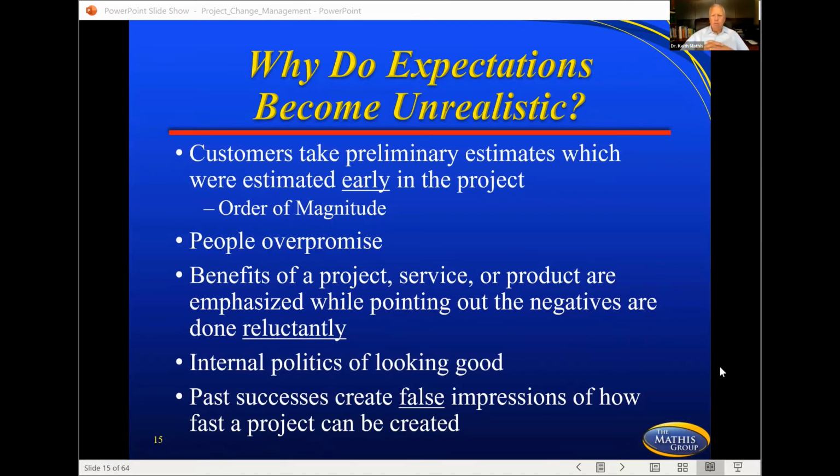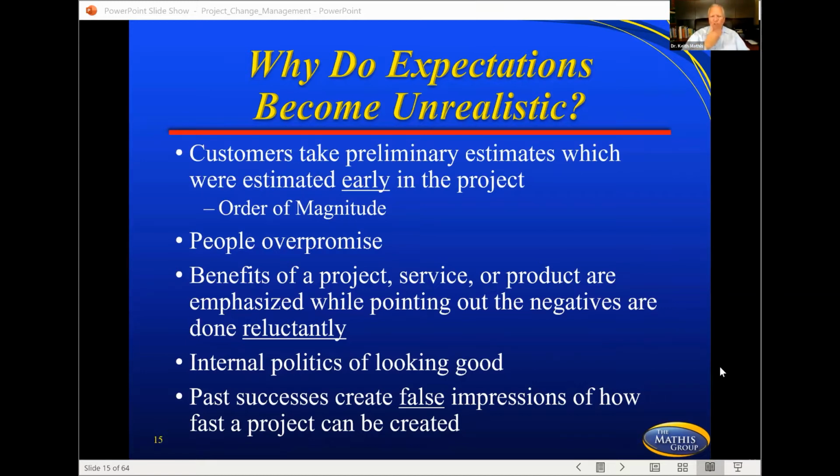And then people overpromise. I'm sure you've been around those folks where everything is, oh yeah, we'll get it to you. We can do that. We can do it. And of course, you're thinking we don't have enough time. We don't have enough people. And yet you'll see people do that. Benefits of a project, service, or products are emphasized while pointing out the negatives is done reluctantly. Internal politics of looking good. And so what happens, we say the right thing so that we look good to those around us.